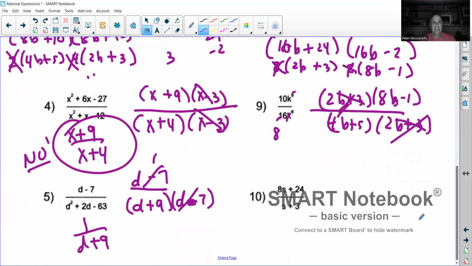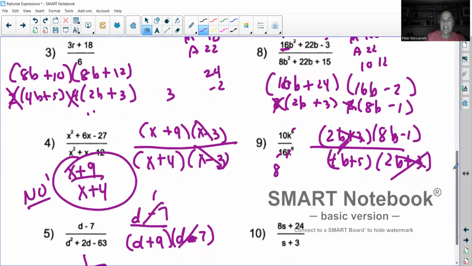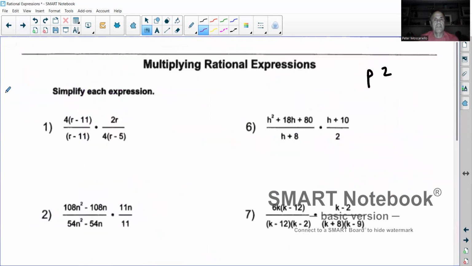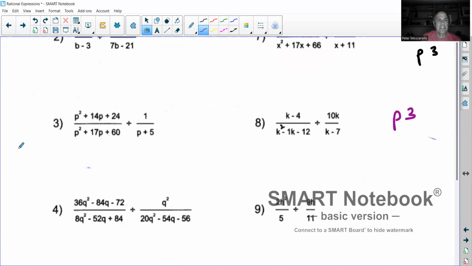All right, so that's it. If you need any more practice on that, I actually have a Delta math assignment for some more practice later on. All right, let's get to the new stuff. New stuff is multiplying and dividing rational expressions. So on this page 3, those look like plus signs. They're all division signs, okay, kids? Even though they look like pluses, they are divisions.